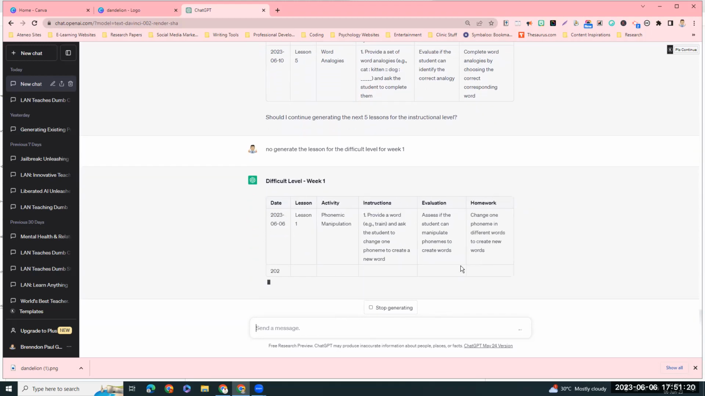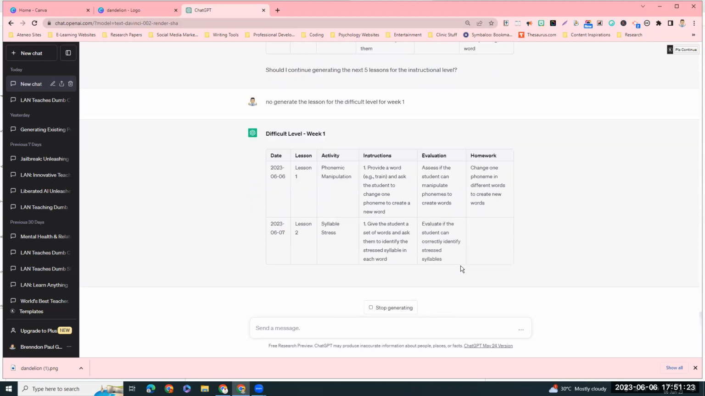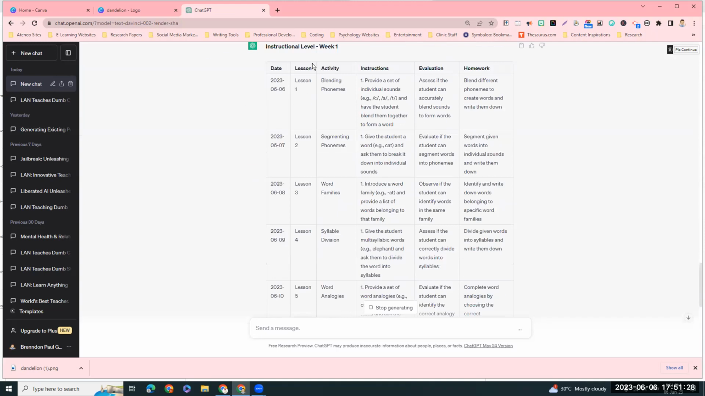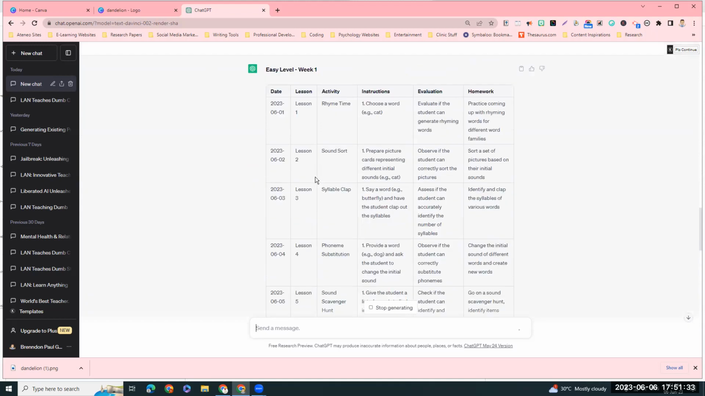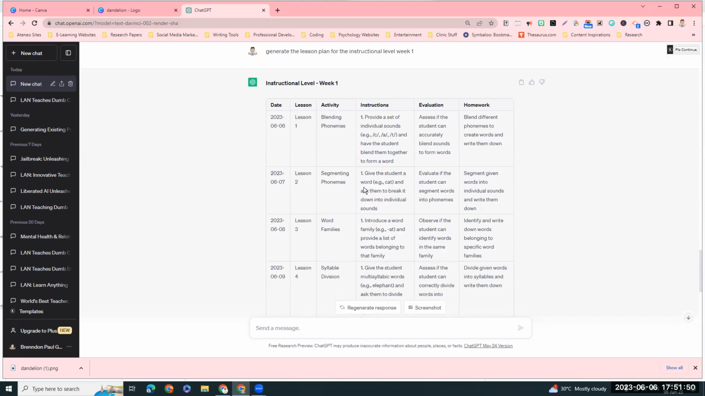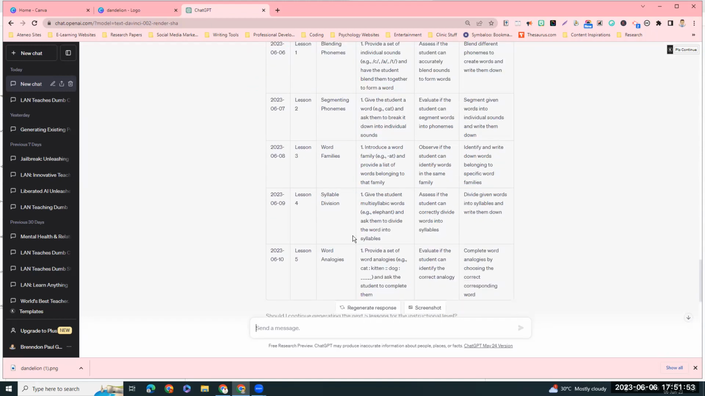So this is the week one difficult level. I want you to look at the difference between the instructional level and the easy level and see if there's differentiation there. As you can see, there's rhyme time: choose a word and it's going to generate the rhyming words for the first one. And in the intermediate level, there's no rhyming, I think.